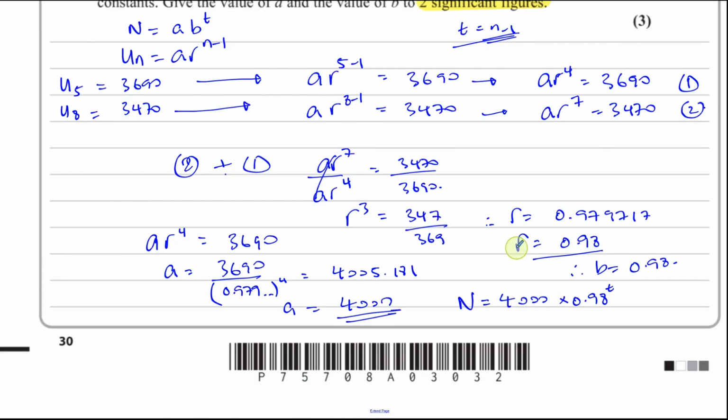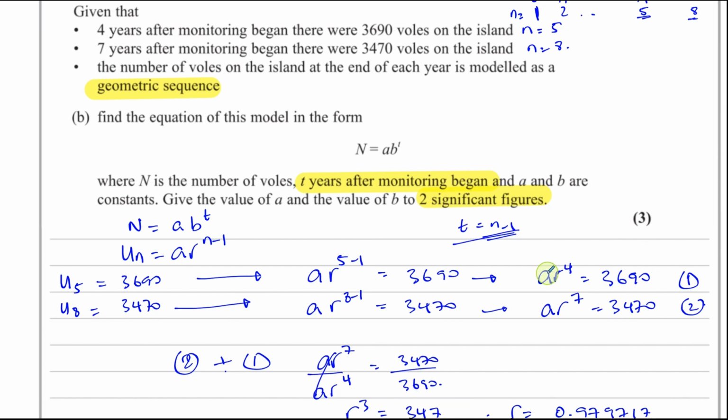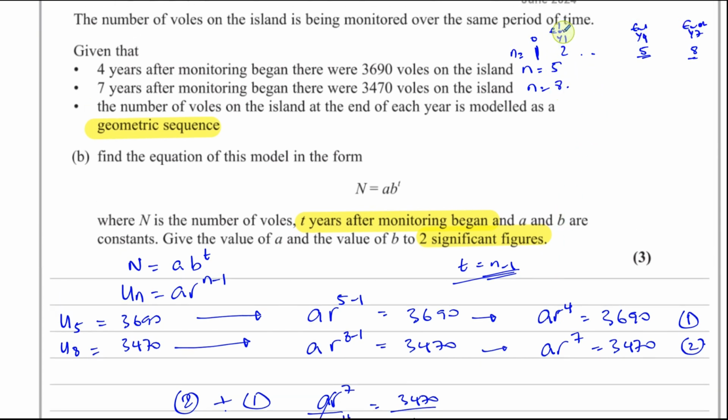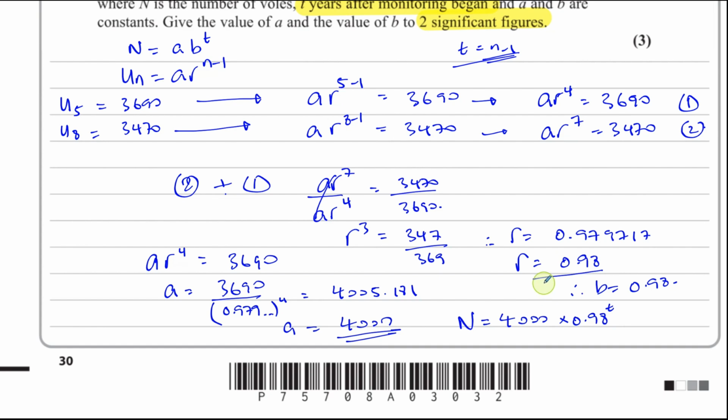This type of question is really confusing for a lot of students because they mix up the N, the position of the term, with the number of years after. So that's where you have to be really clear on this. Very, very important.